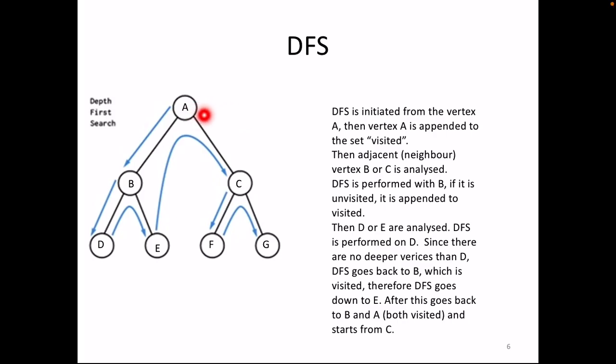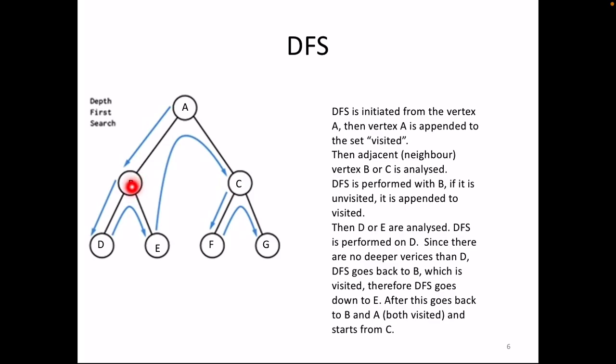Then vertex A is appended to the set called visited, and I will show you later how it is done in Python language. Then from vertex A we go to its neighbor B or C. In this case, let's take the alphabetical order and go to B.